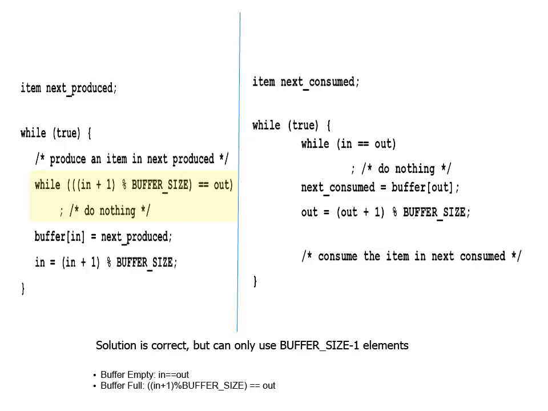Then this while loop will do nothing, keep running. So the 9th position is actually empty, no item is put there, right? The items occupy index 0 to index 8 of the buffer. So buffer index 0 to 8 actually has 9 elements, not 10 elements. So in this solution, it can only use the buffer size minus 1 elements.